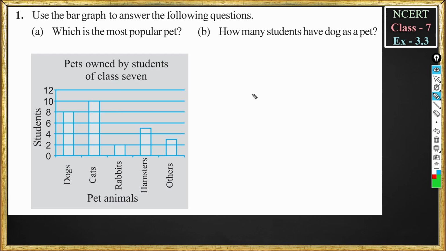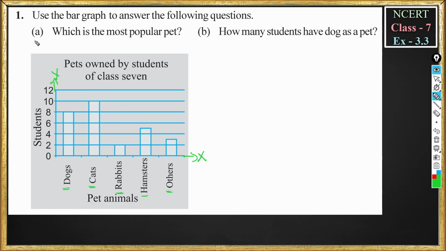So in this question, a bar graph is given. The bar graph shows pet animals. Pet animals are what? Dogs, cats, rabbits, hamsters and others. These are on the x-axis. On the y-axis, they have represented students. That means the number of students who own pets.